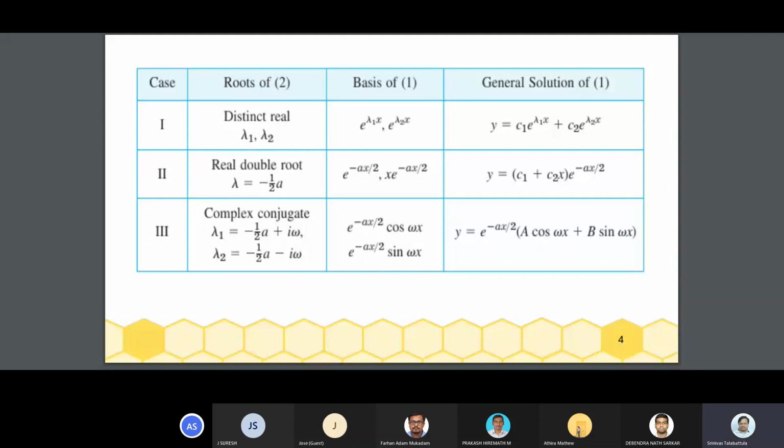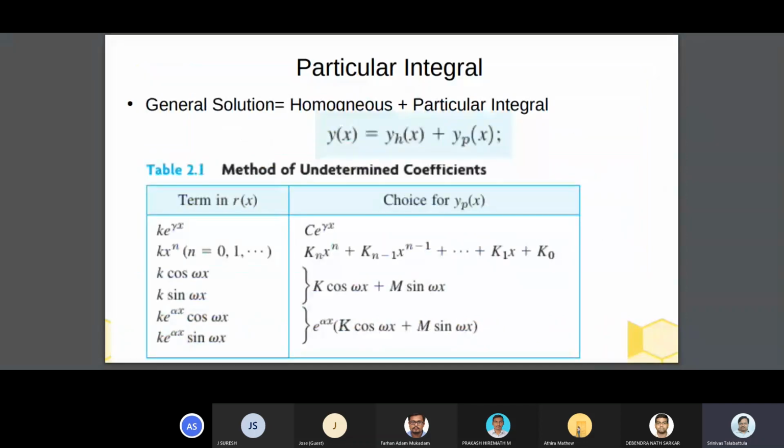Right hand side r of x equal to 0. Now let us look at some particular solutions. As I told in the beginning, the general solution is the sum of the homogeneous solution and the particular integral. Any particular integral will do, because you have the generic solution here. So how do you find that? Very simple tricks. Depending on the right hand side, you try out different functions. If the right hand side is e power x, you try e power x, substitute in the differential equation and see whether it satisfies.